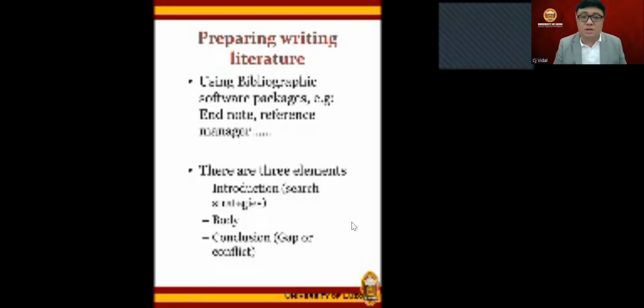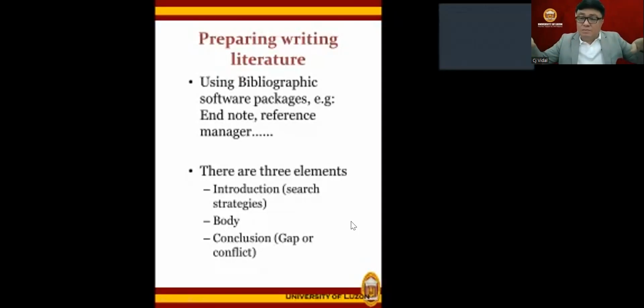In the preparation of the literature review, there are three elements to remember. Number one, introduction, your search strategy. How did you do that? Then proceed to the body, where you lay down all the analysis based on the results, and then the conclusion to highlight the gap or the conflict between and among all this literature.